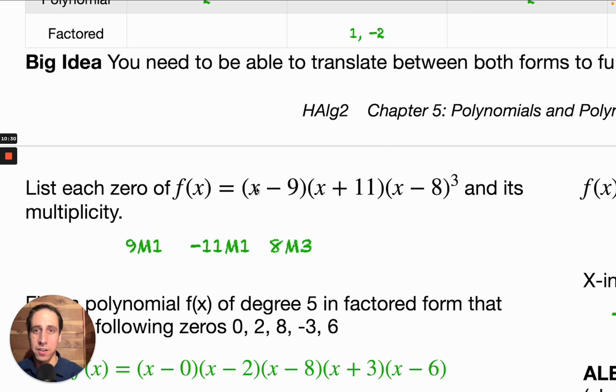Here, this factor, you can see x minus 9. 9 is the number that would make this 0, and the exponent is 1. So the 0 of 9 has a multiplicity of 1. The 0 of negative 11 has a multiplicity of 1 for the same reason. And 8 is the number here that would make this equal to 0, and you can see the exponent is 3, so the multiplicity is 3.